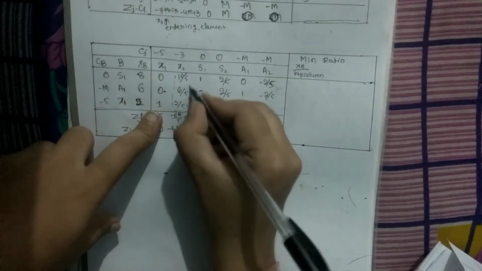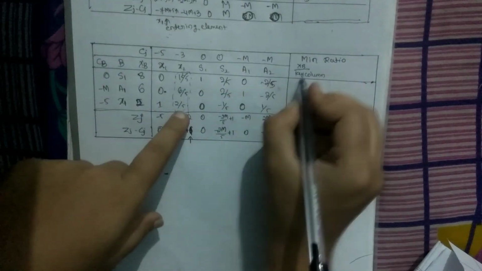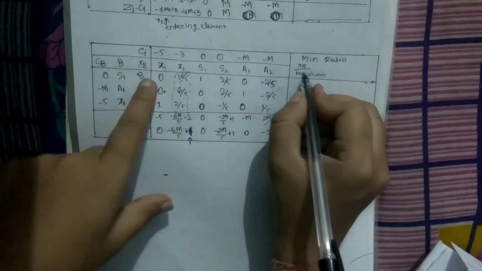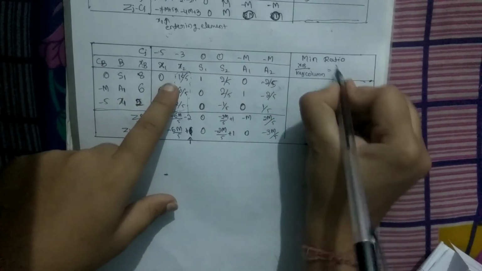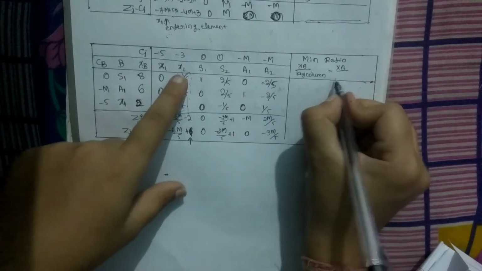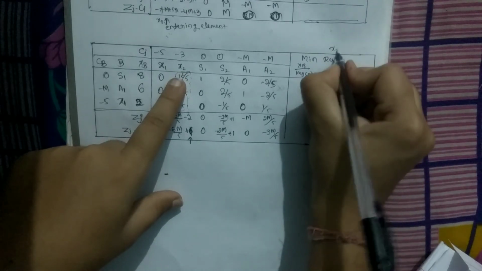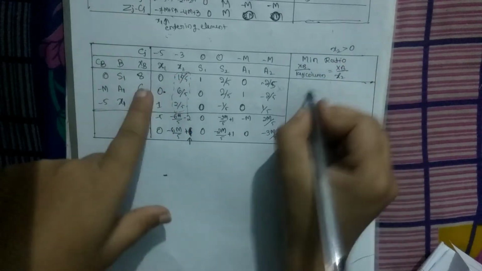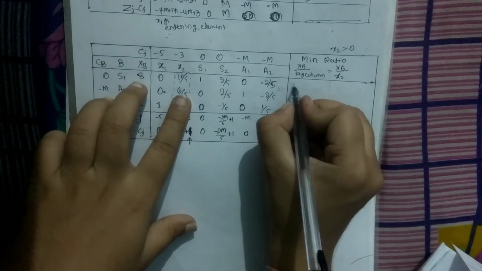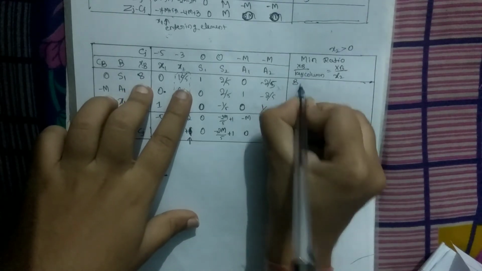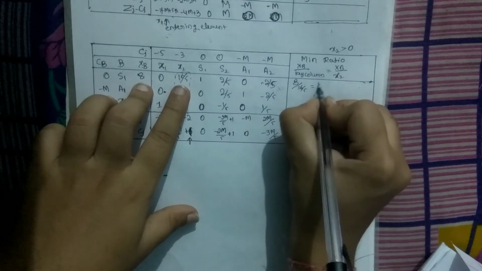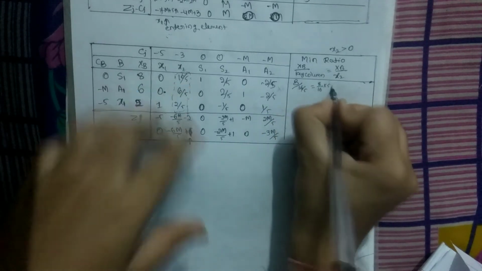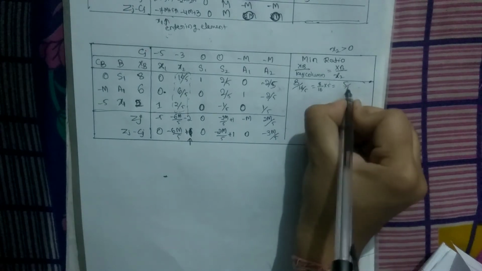entering element. Using this we have to find minimum ratio, that is xb divided by key column. Key column is x2, and x2 must be greater than 0. And in first is xb is 8 divided by key column is 16 by 5, become 8 by 16 into 5, answer is 5 by 2.